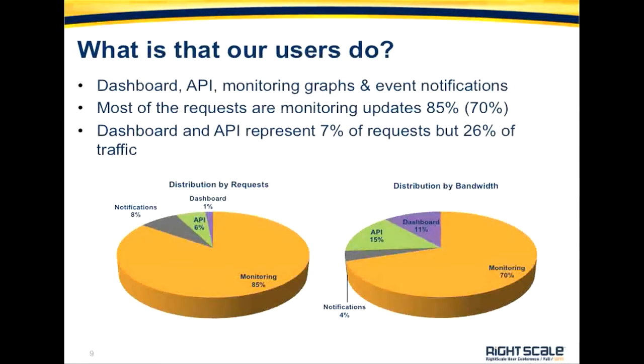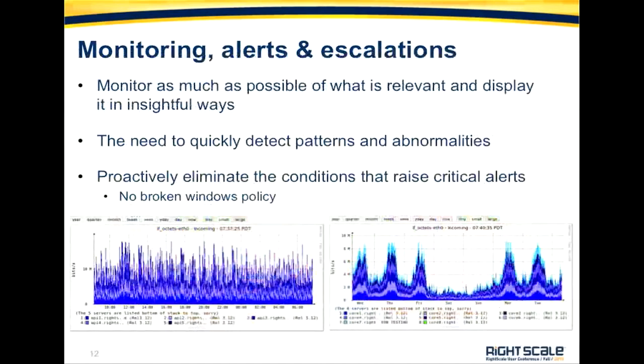Okay. So what are our users doing? And this is just very high level. We have different components: the dashboard, the API, and the monitoring graphs that you see. I think you saw them here. These are graphs that we're updating in real time every 20 seconds. And we also have the notifications. I don't think I'm showing them here. There may be 1 or 2 notifications that show the actions that are happening on your system.